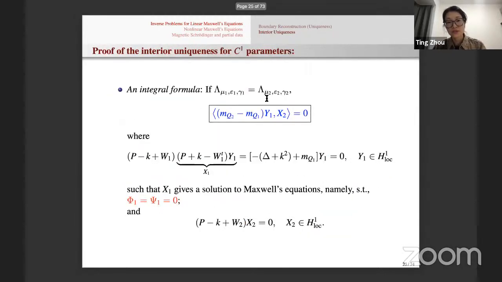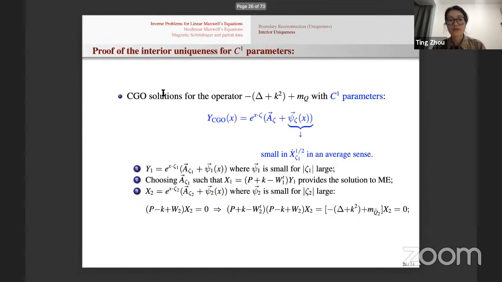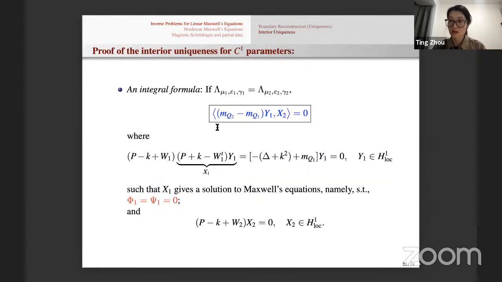But before doing that, we also need to derive an integral formula similar to the proof of uniqueness in the Calderon problem from identical boundary measurements, in this case the admittance map, able to show MQ2 minus MQ1. This is multiplication by Q2 and multiplication by Q1, applying to the Y1, and keep in mind Y being the solution for the Schrodinger equations associated to Q1.